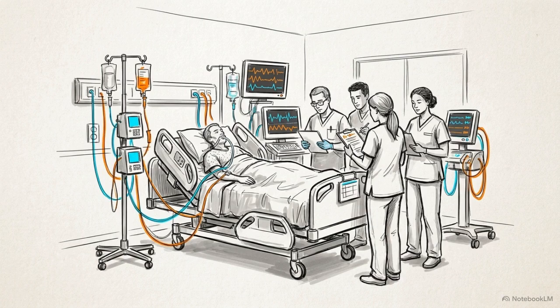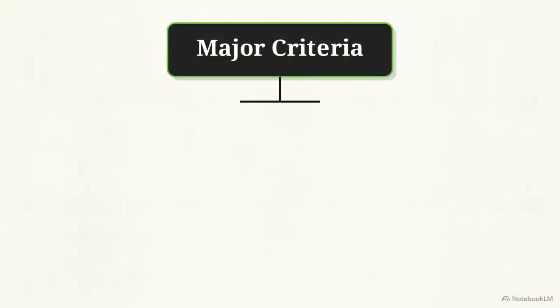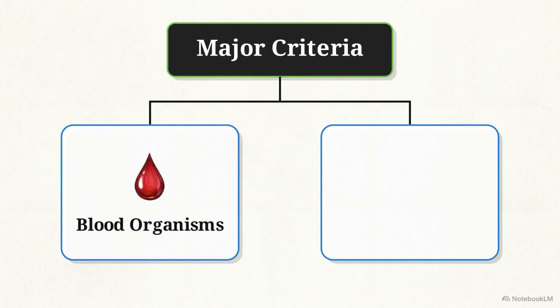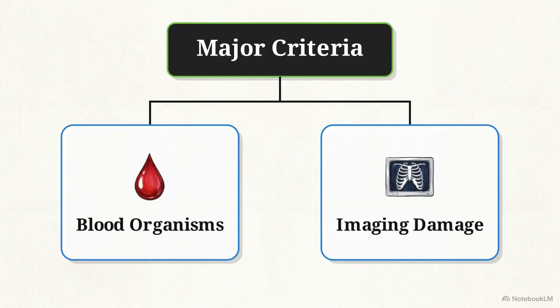Knowing the math is straightforward. The clinical challenge is looking at a complex, sick patient and correctly categorizing their diverse presentation into these specific criteria. Let's start with the major criteria. These are divided into two clear categories: the organisms isolated from the blood and the damage captured on imaging scans.